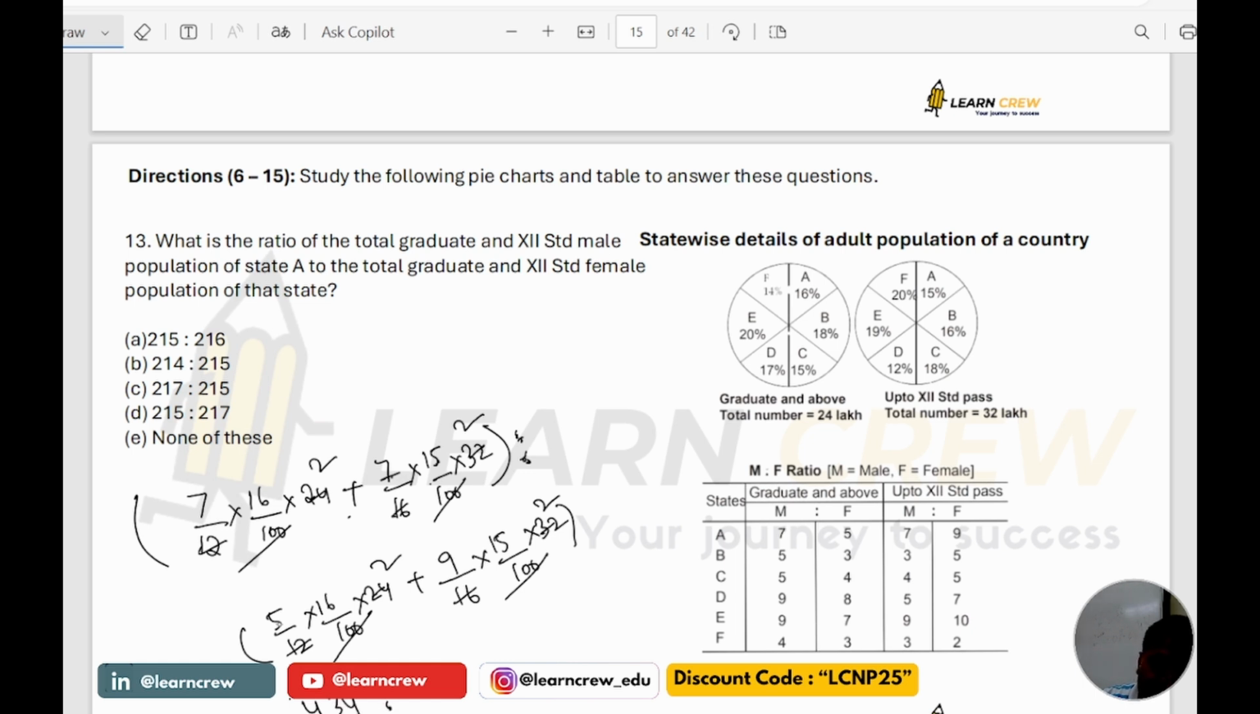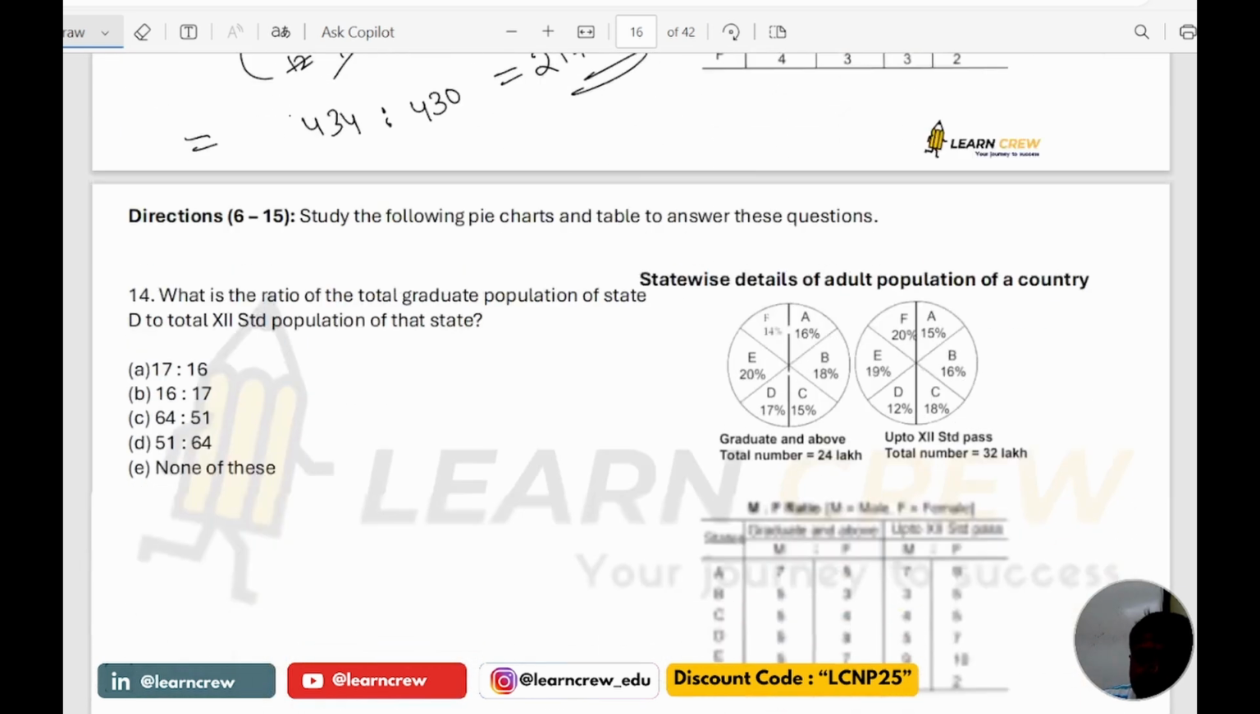434 and here 5 16s are 80. 80 into 2, 160 and here 9 15s are 135 into 2, 270. 270 plus 160, 430. 434 is to 430. How much you are going to get? 217 is to 215. 217 is to 215 is the answer. So option C is correct.